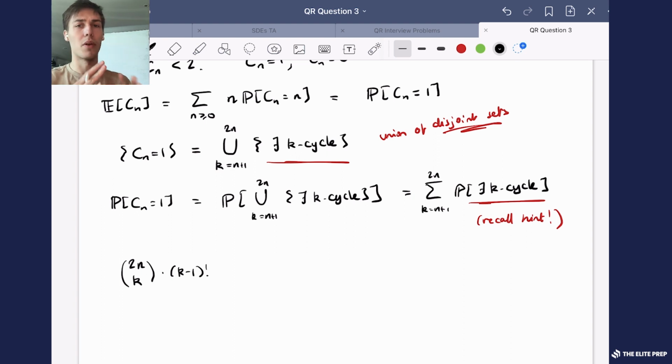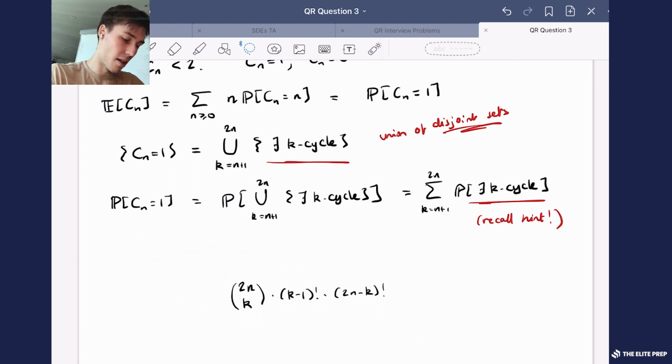Finally, after we've dealt with all the elements which actually belong to the cycle, we want to deal with the elements which are outside of the cycle. And since we don't care about their structure at all, that means we can permute them in any way. And after getting rid of k elements, there are 2n minus k elements remaining. So there are 2n minus k factorial ways of permuting them. So this is the number of ways that there exists a k cycle.